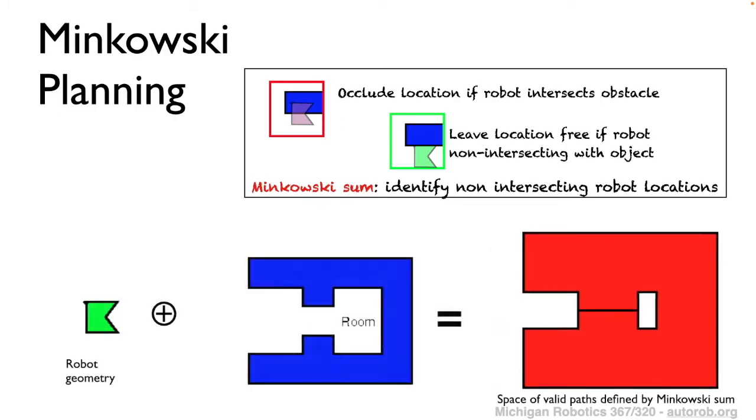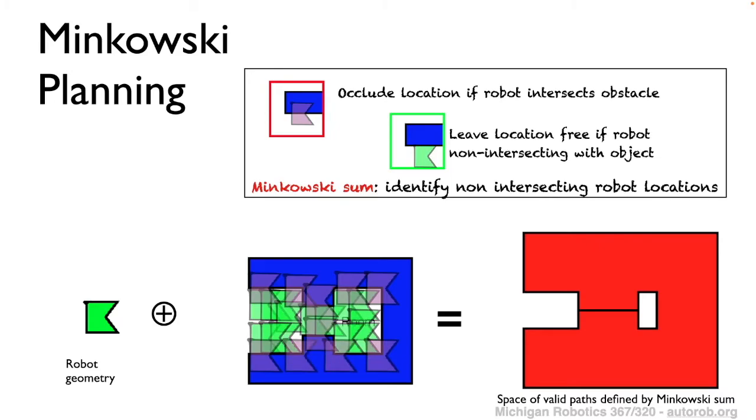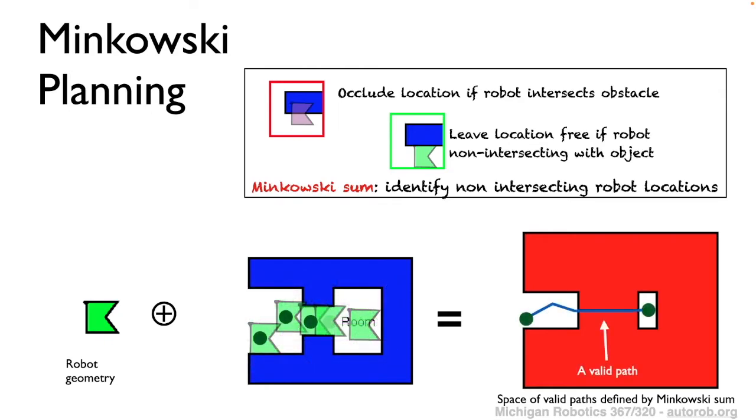And so you can imagine physically putting the robot at every possible pose within the workspace and then checking whether it's intersecting or not to produce the result of this Minkowski sum. So that valid paths can be computed by your motion planning algorithm, where the computation treats the configuration space as if it was a point robot.